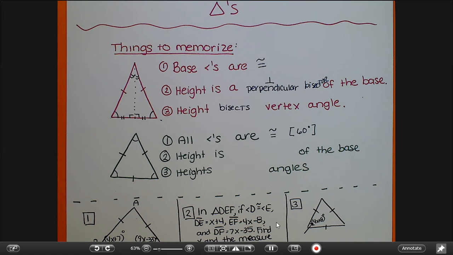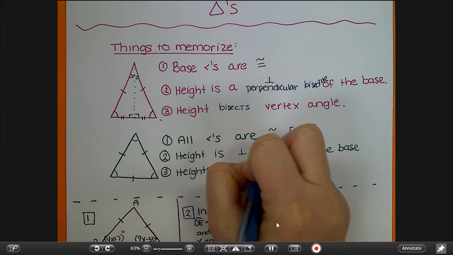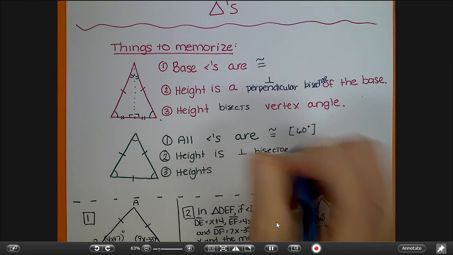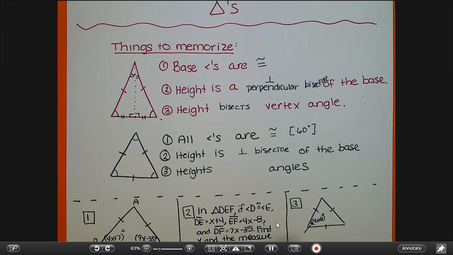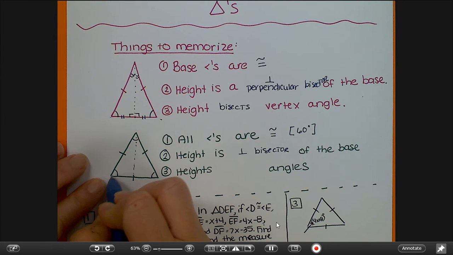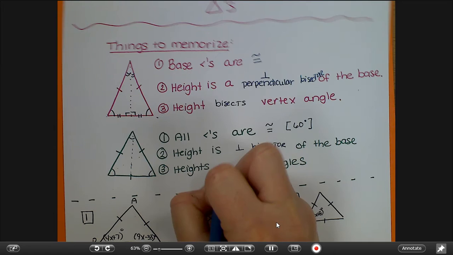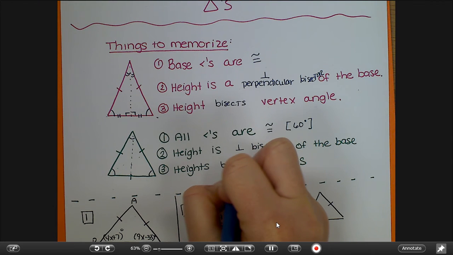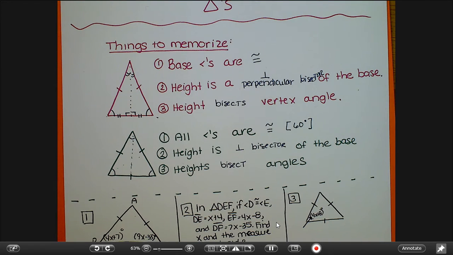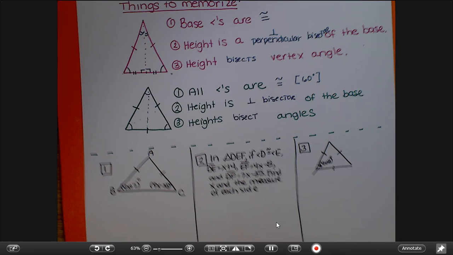And again, just like with an isosceles triangle, the height is a perpendicular bisector of the base, but it also doesn't matter which way you turn it, because you could have one this way, you could have one this way. It works the same in all directions. And the heights bisect the angles just like in isosceles. So basically, equilateral is kind of a special isosceles. All right, we're going to do 3 examples and be done.